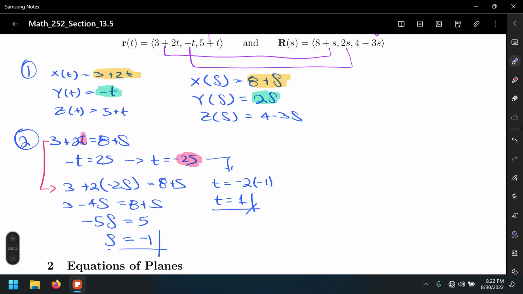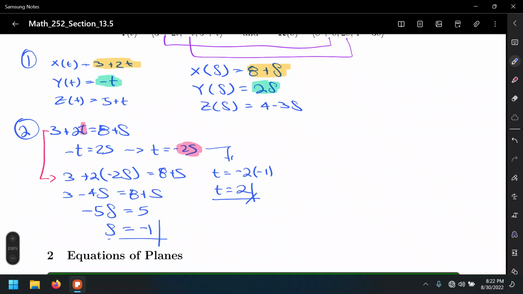All right, so far so good? t equals 2, yes, t equals 2. Okay, so we have the two values of s and t. But so far, we have only set equal the x component and the y component. So before we can use this as a point of intersection, we need to verify the z components of both equations.